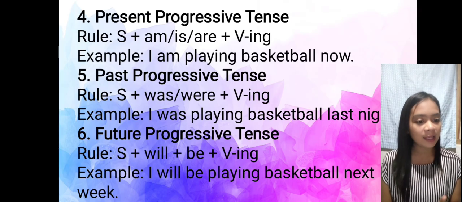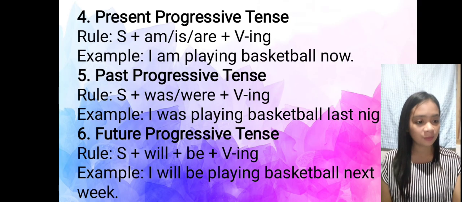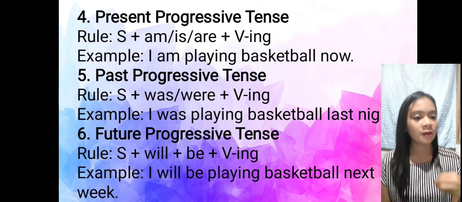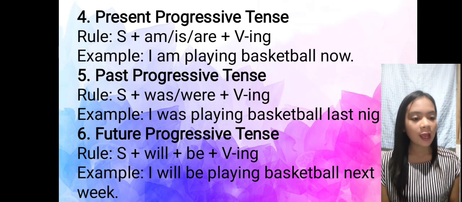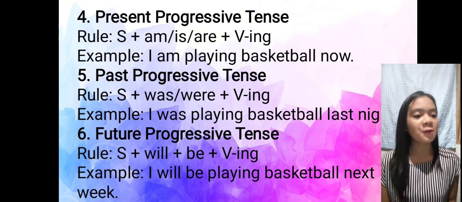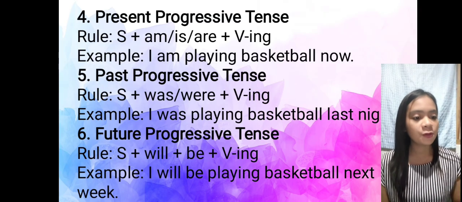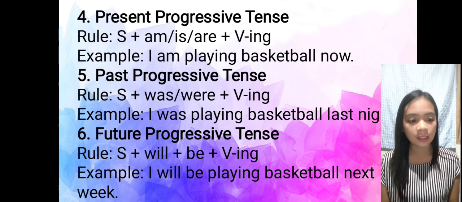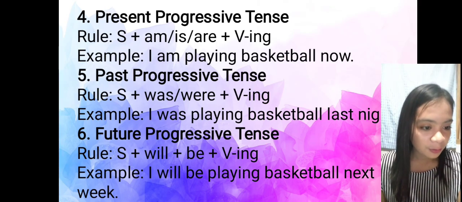I as subject, then play as our verb or our base form plus ing. Next, past progressive tense. Rule: subject plus was or were plus verb ing. I was playing basketball last night. Last, the future progressive tense. Rule: subject plus will plus be plus verb ing. I will be playing basketball next week.